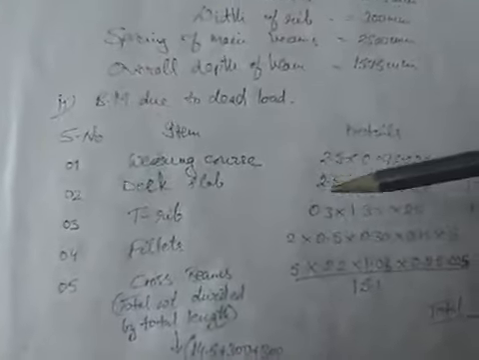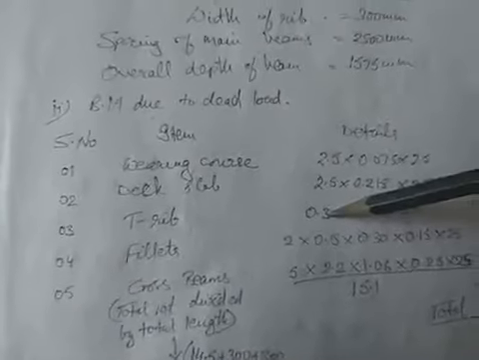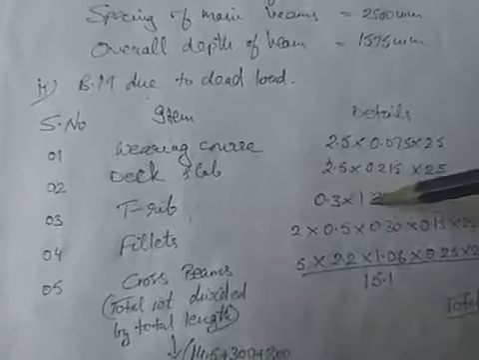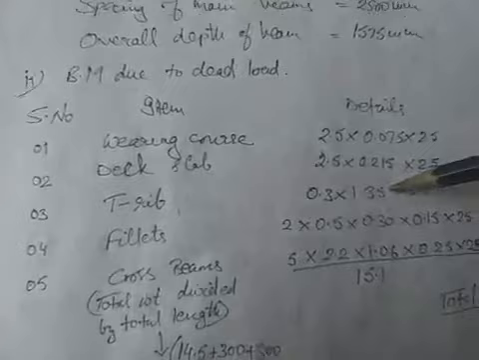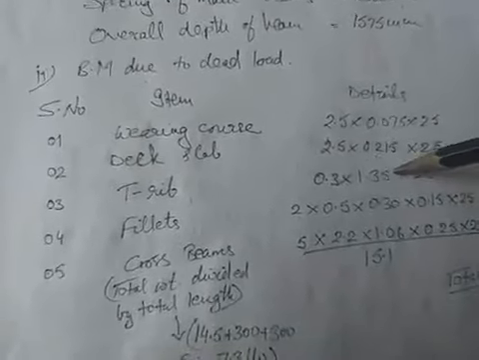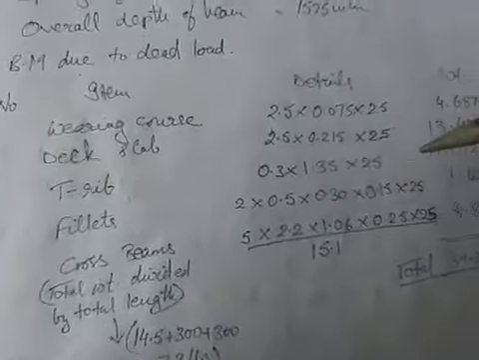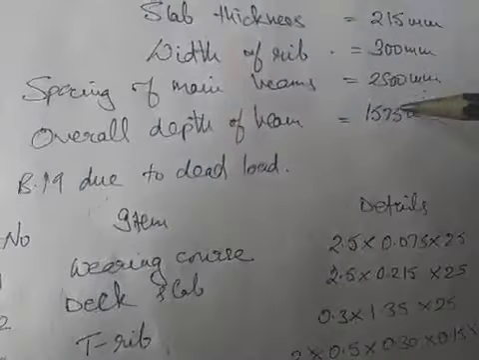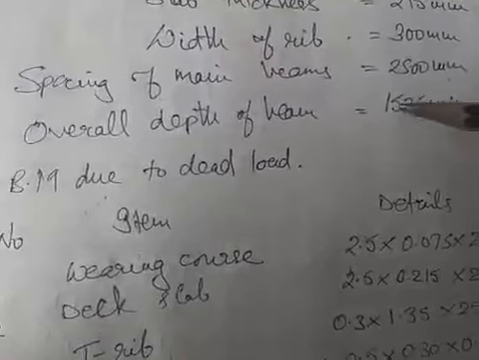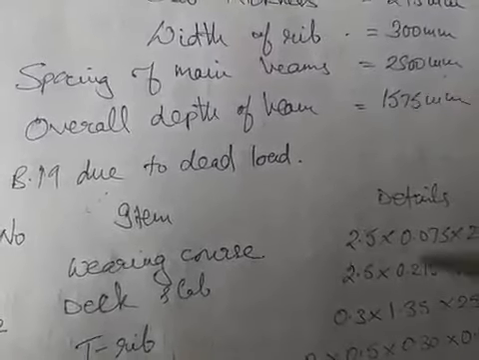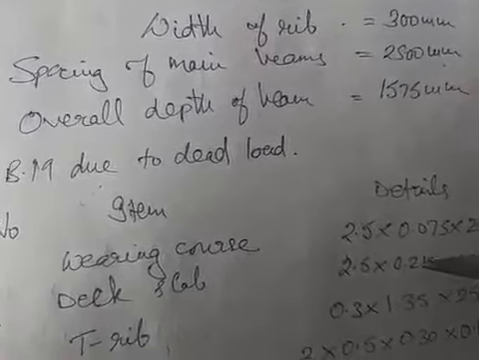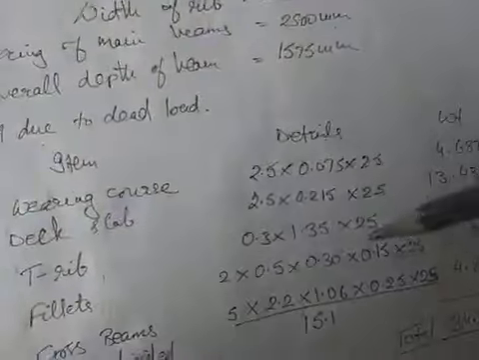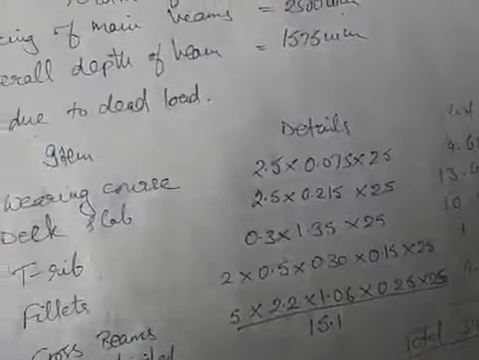Then the T-rib. For the T-rib, the thickness is 0.3. Then 1.35 is your depth of the T-rib, then into 25 has been taken. So from 175 you can just subtract 215 and you'll get it approximately as 135. It is 136 rather, let it be 1.35, no problems. So into 25, this gives me 10.125.